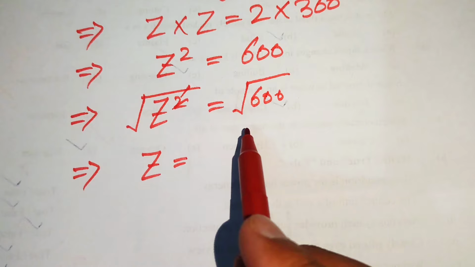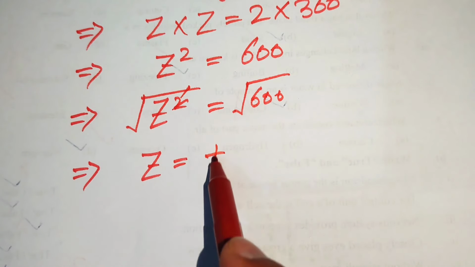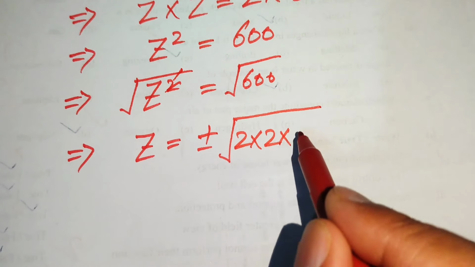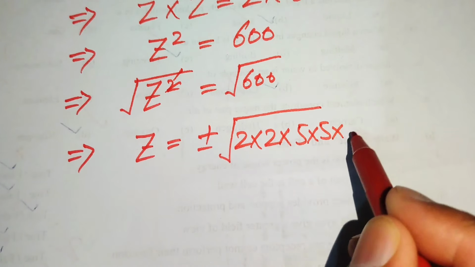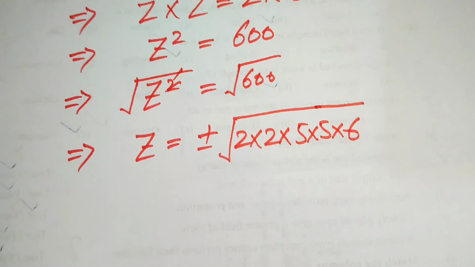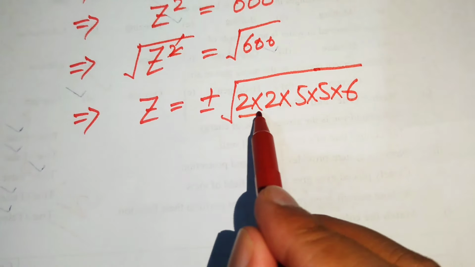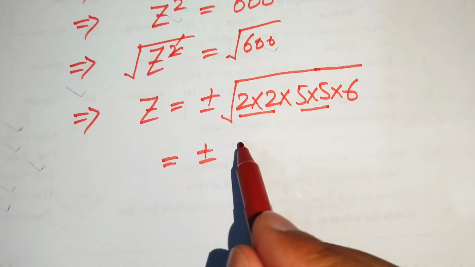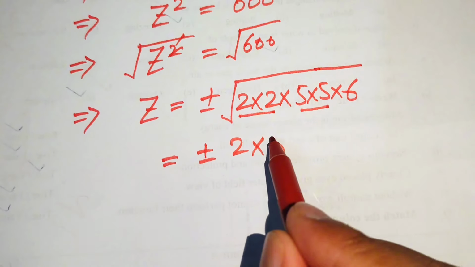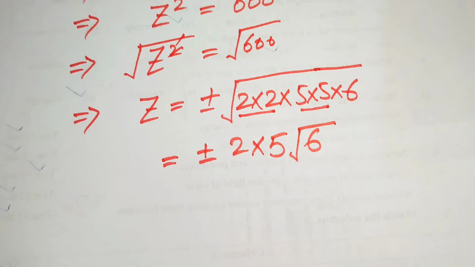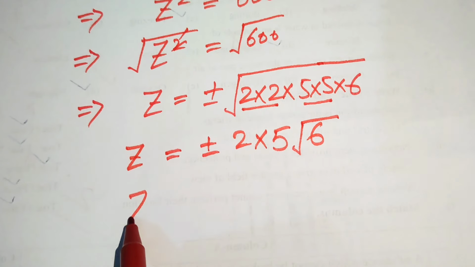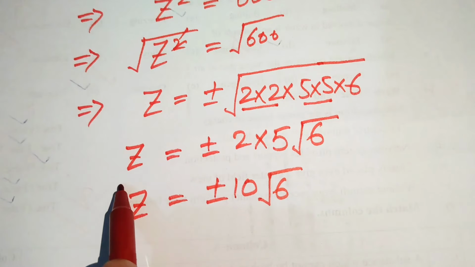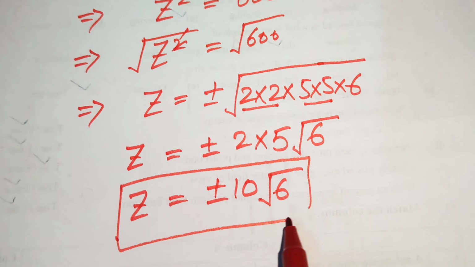And now we make the factors of this 600, and the factors of 600 are 2 times 2 times 5 times 5 times 6. So these are the factors of 600. And now we move this pair and this pair outside the square root sign, and when we move these outside the square root sign, it becomes 2 times 5 into square root of 6. So 2 times 5 becomes 10 into square root of 6. So these are the values of z.